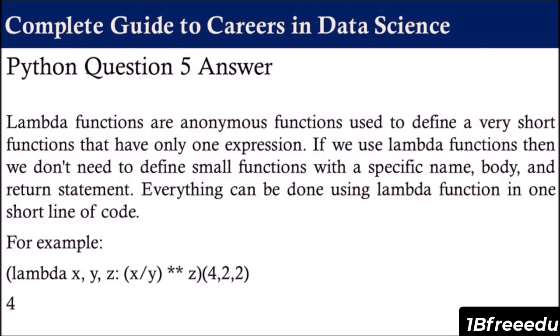For example, lambda x, y, z is equal to x divided by y raised to the power z, and we have the values 4, 2 and 2 for x, y and z. In this example, we have defined a lambda function that has 3 arguments and takes the division of the first 2 arguments to the power of the third argument. Therefore, the result is 4. Best of luck. I will see you at the next question.